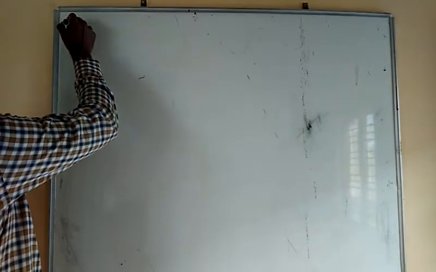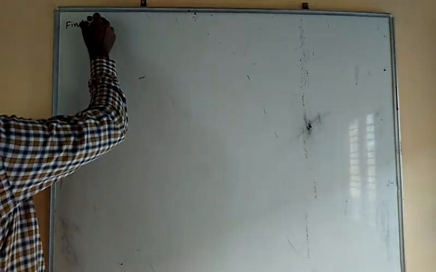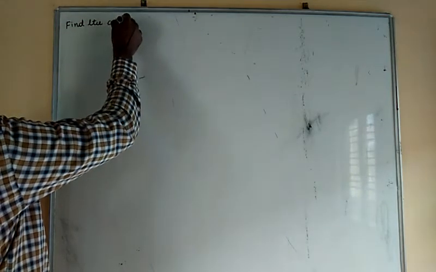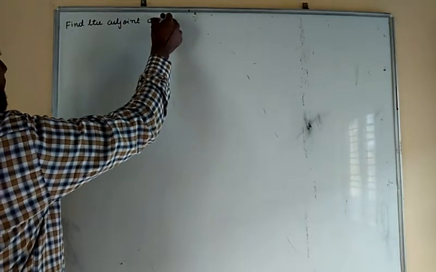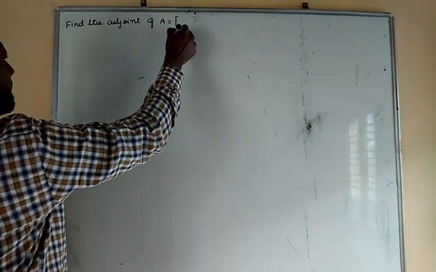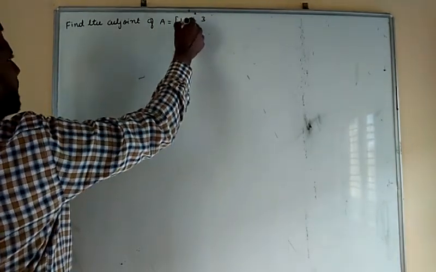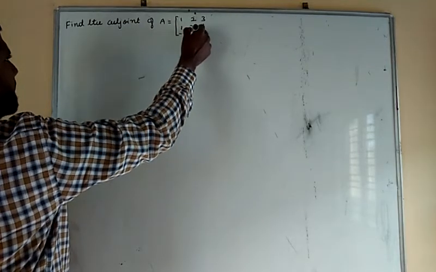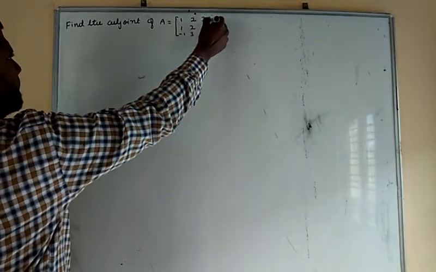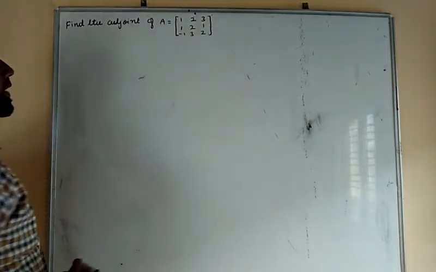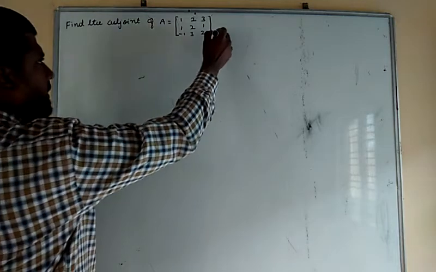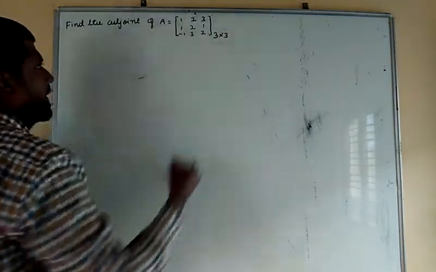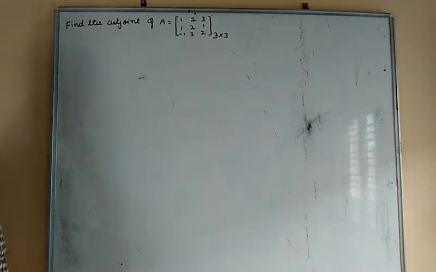Let us find the adjoint of A, where A is 1 2 3, 1 2 1, minus 1 3 2. So find the adjoint of A. This is a matrix of order 3 cross 3. Yesterday we defined the adjoint of the matrix by using the matrix of order 2 cross 2.